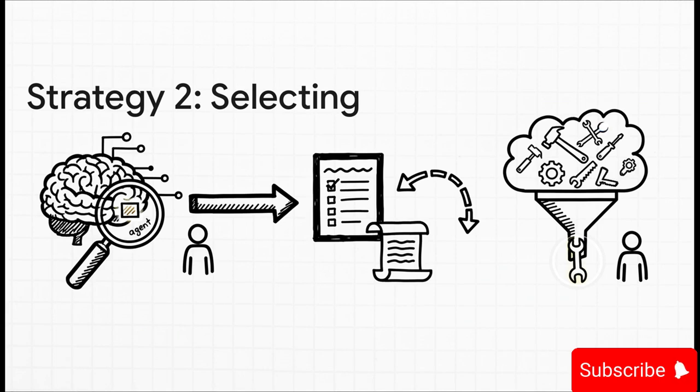Now, what about selecting? Pulling all that info back in? Well, an agent might retrieve specific facts from a knowledge base when needed, or maybe it pulls in a set of rules, like a style guide for writing code.